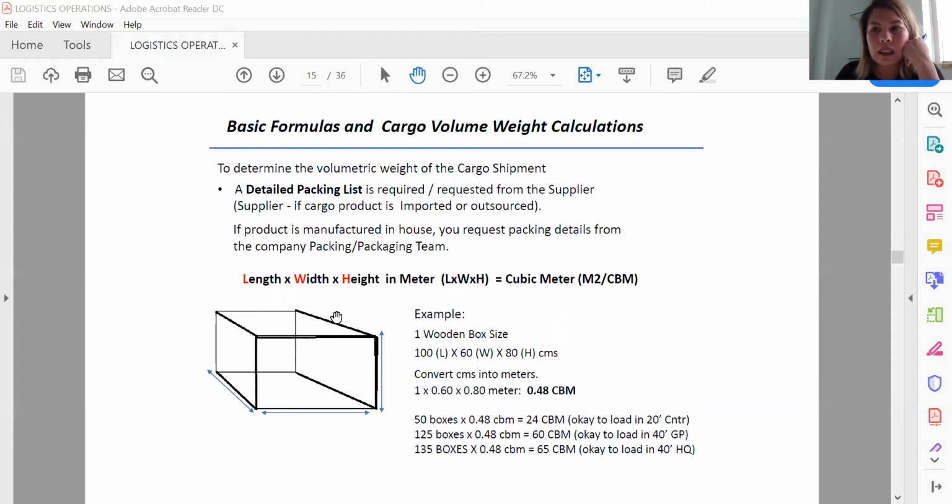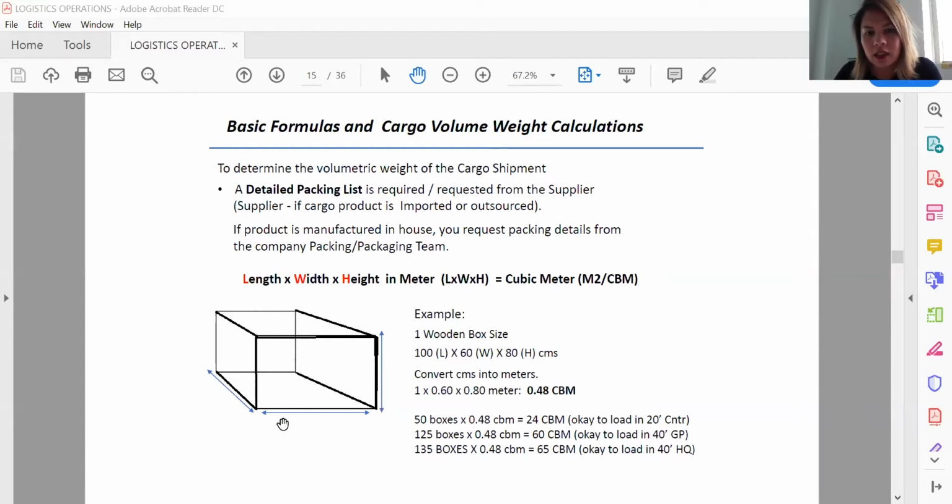Initially, you will receive a packing list or packing details from the packaging team. So you will see this box. You will have to get the length, width, height of the box. It will be in cms. You convert it in meter. If you are measuring it in meter, then it's easy for you. Usually the packing details are best received in centimeter. If it's in cm, you just have to convert it in meter and voila, you can get the volumetric weight of this one box.